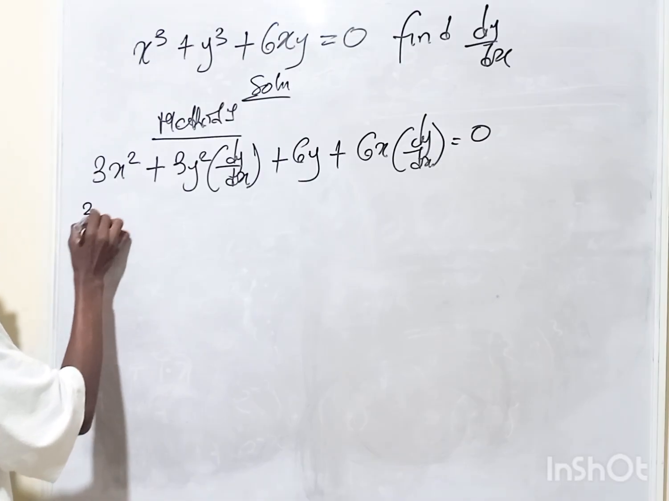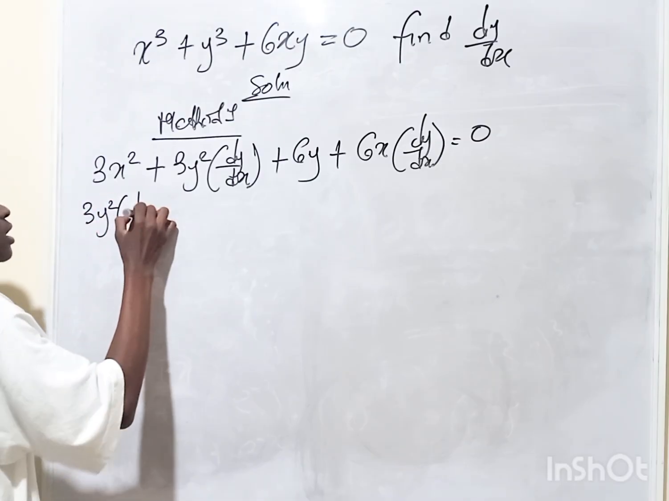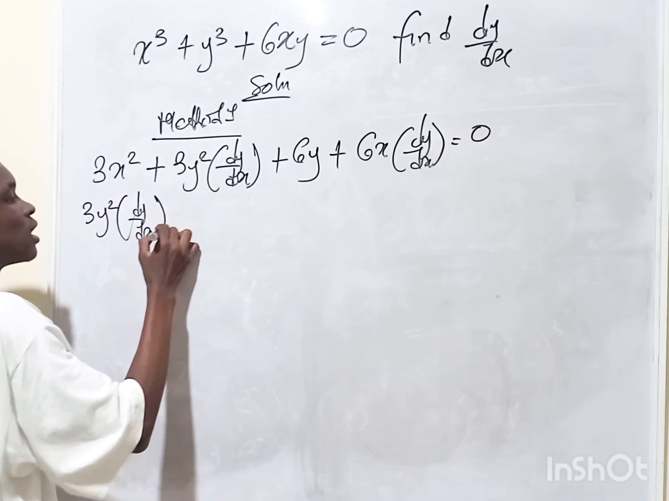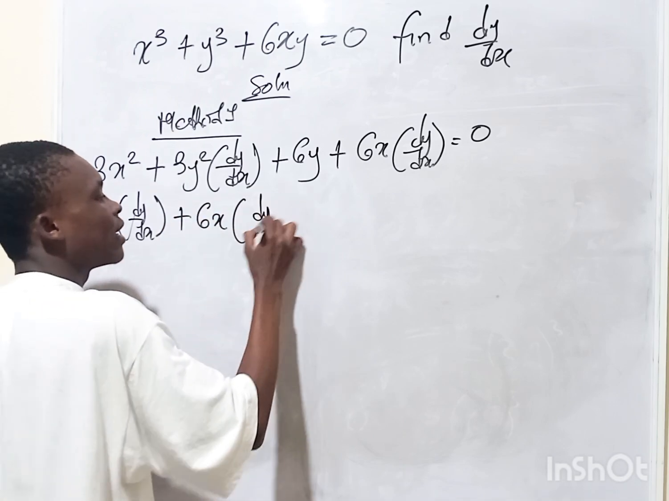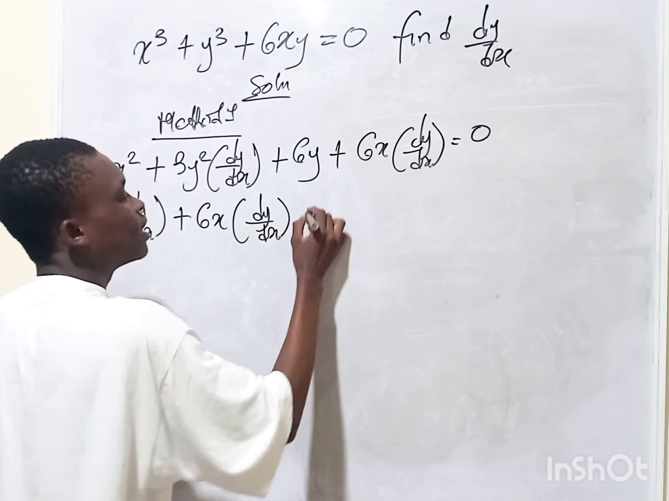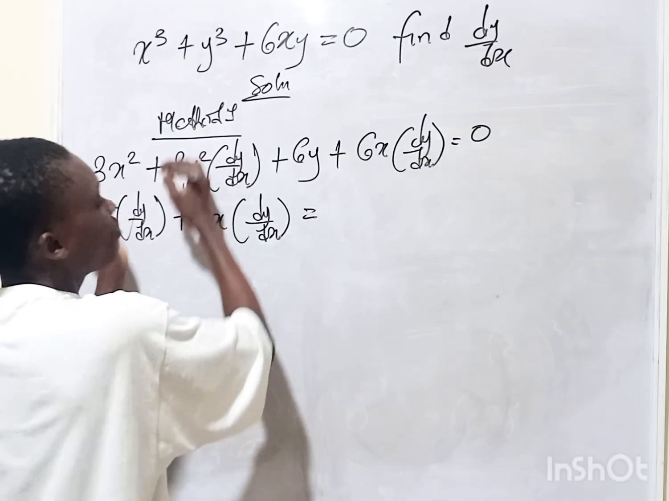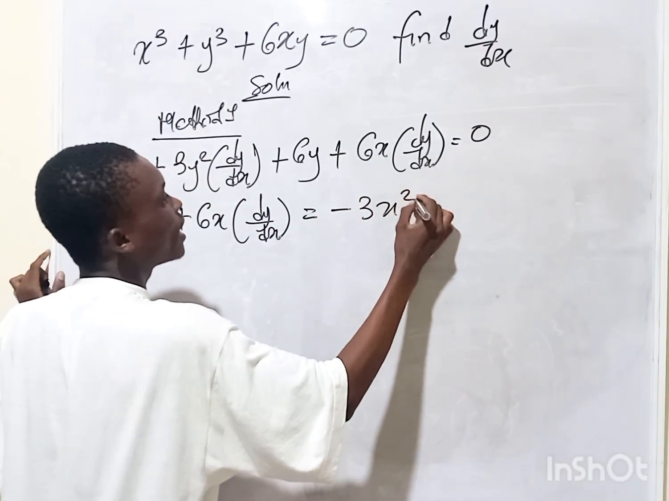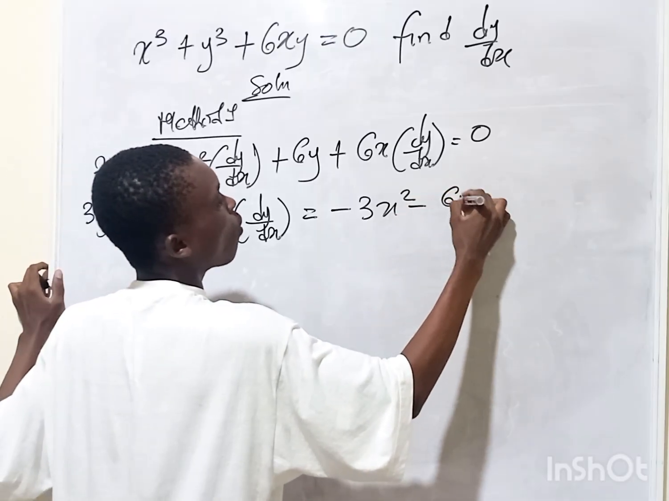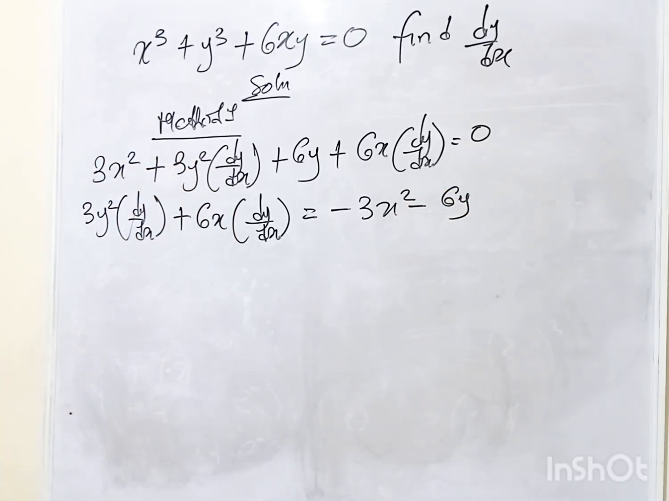So now we are going to take this side, the terms with dy dx. So this is 3y squared dy over dx plus 6x dy over dx equals, now the terms that don't have dy dx go to the other side. So this is negative 3x squared negative 6y. All right, that's the second step.